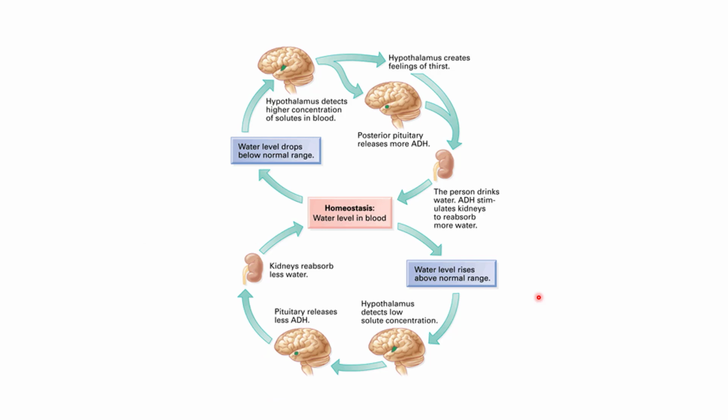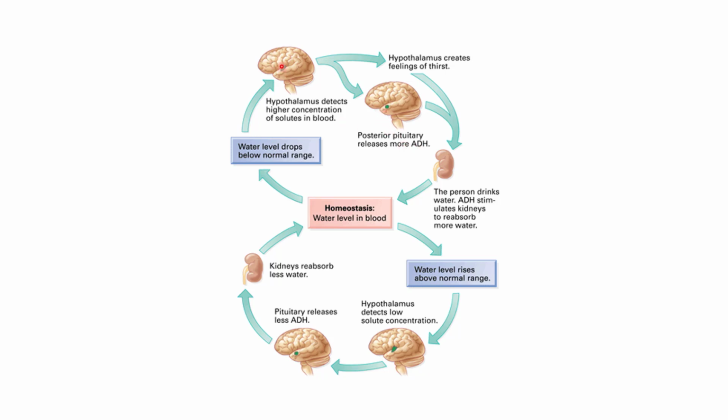All right, so here's our feedback loop for ADH. We have normal water level in the blood, but if we start to get a little bit dehydrated, water levels drop below the normal range, your hypothalamus detects that. It's got osmoreceptors, so it is looking to see the solutes in the blood. Are they a little bit too high, a little bit too low? If they're a little bit too high because your water level dropped, well, two things happen. One, your posterior pituitary is going to release more ADH.